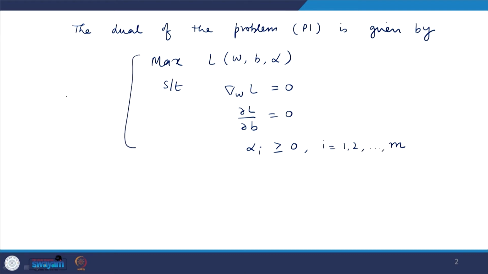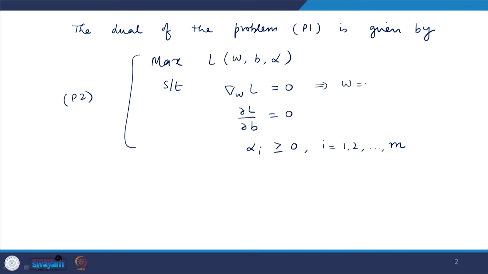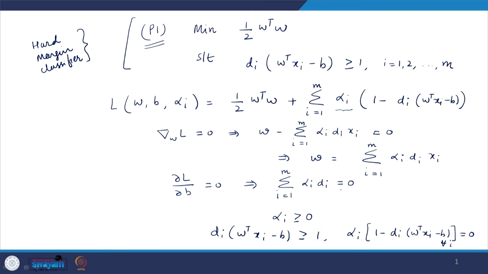So, this problem I am calling P2. Now, this condition I have already told you: as we have already seen here, del L with respect to W equal to 0 is nothing but W equal to this. So, we can write it here: W equals summation i from 1 to m alpha_i d_i x_i. And this condition is nothing but summation i from 1 to m alpha_i d_i equal to 0. That is, from this constraint we are getting this.